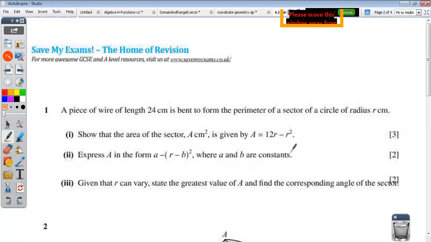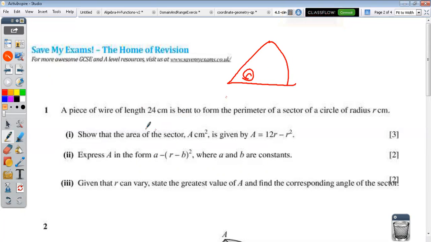How do you do that? Perimeter of a circle. What did you say was the formula for perimeter? Who remembers? Wait, so you mean of a sector of a circle? Look at this. Yes. A piece of wire of length that is bent to form the perimeter of a sector, like this, of radius r.